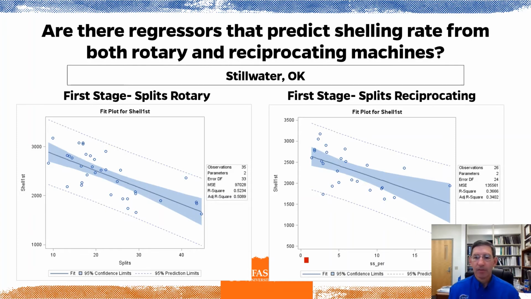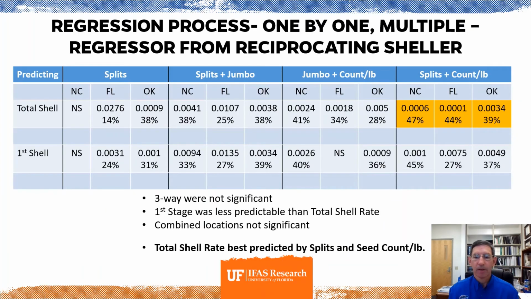So basically, it looks like the splits are a good correlate. So we'll do that and look at those regressions for all these characteristics. And so what we did is a one-by-one and multiple regressor process using total shelling and first stage shelling across all three locations: North Carolina, Florida, and Oklahoma.